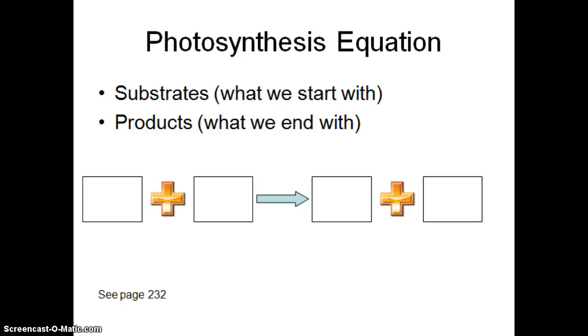So one of the things that's really important to understand in photosynthesis is the equation. So the substrates are what we actually start with in a reaction, and those go here. So this is what we add together, or we put into the equation, I should say. And this is in the presence of light. And then the products are what we end with in a reaction. So again, the substrates are what we start with, and the products are what we end with.